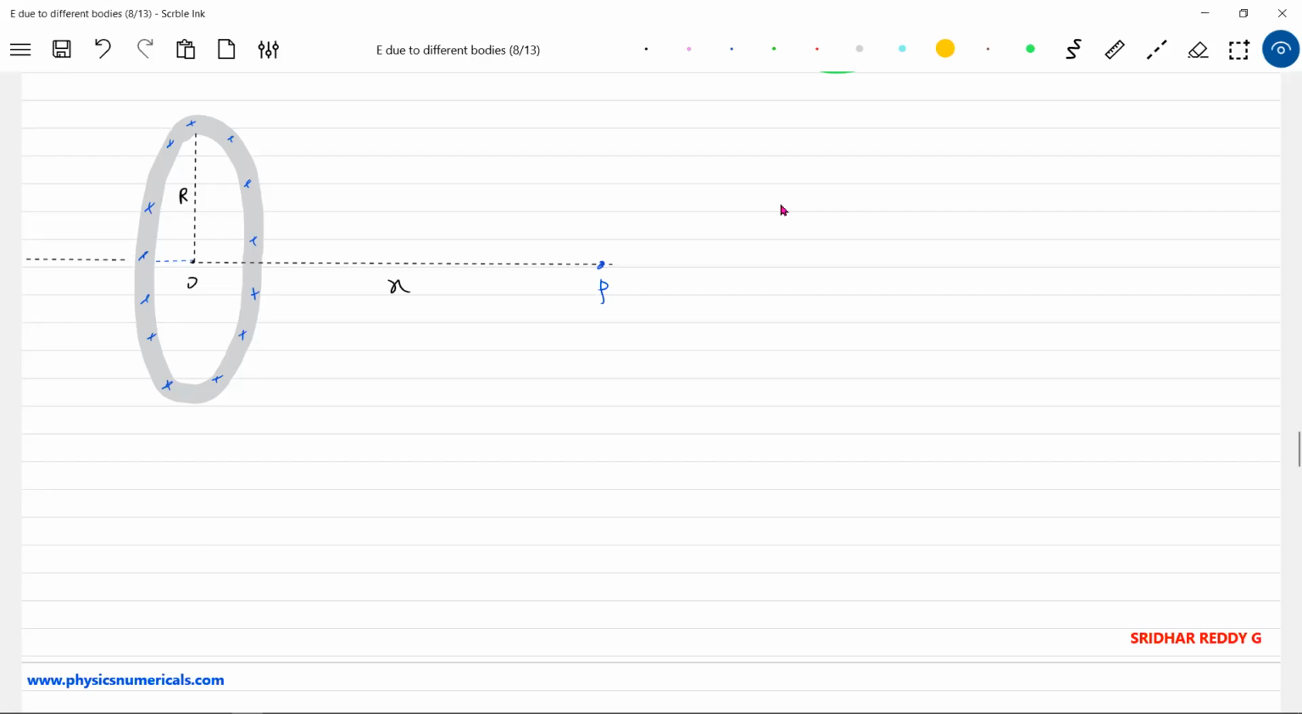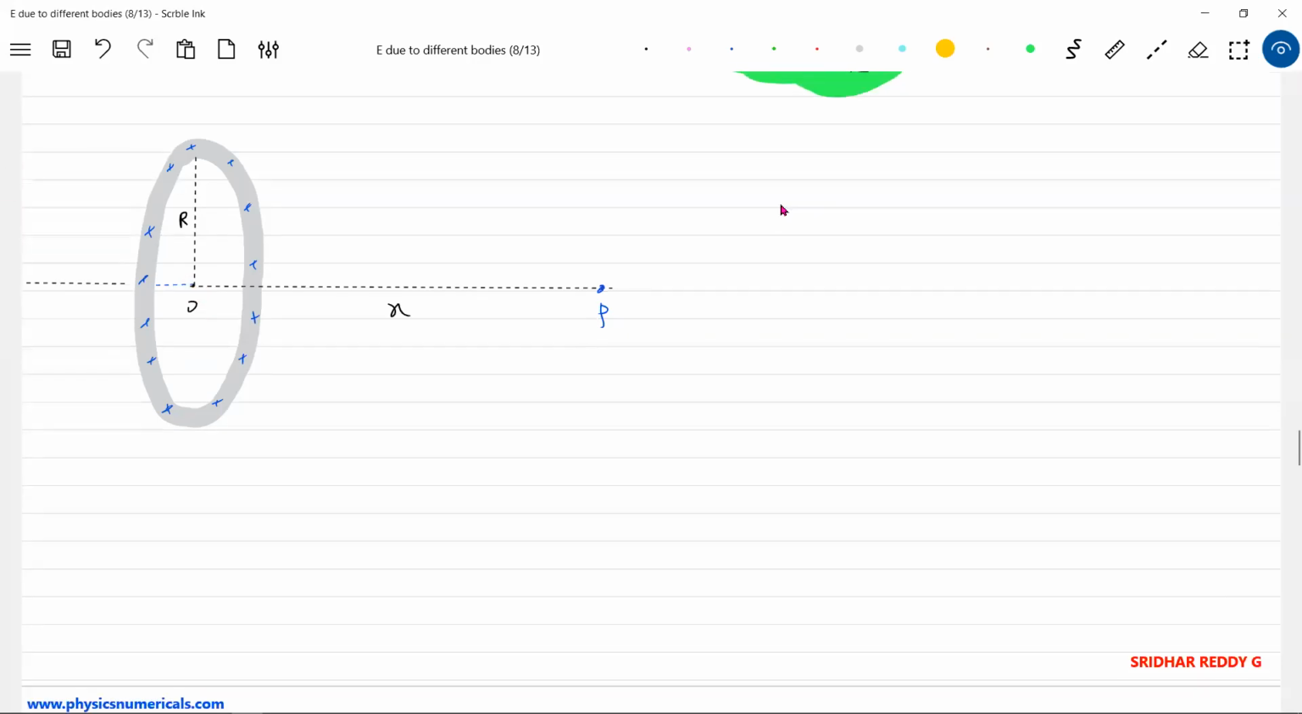I think girls will be wearing bangles, no? That bangle is like this ring. So this is E bar due to a charged ring, E bar on the axis of a charged ring.